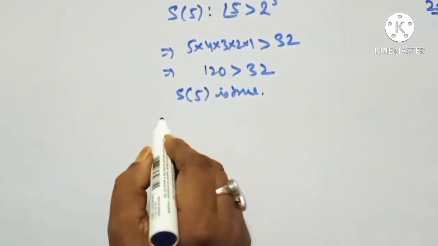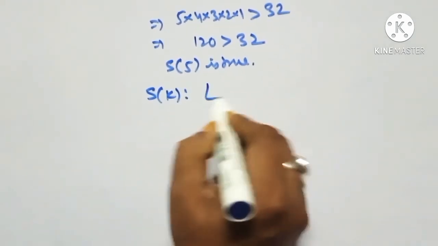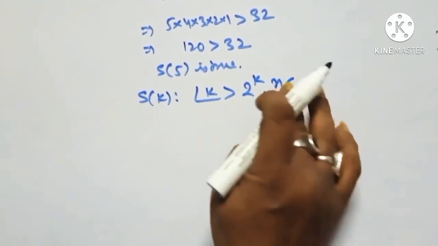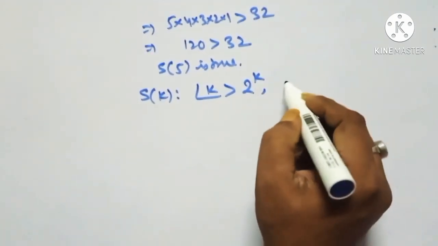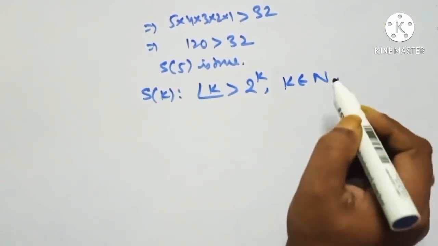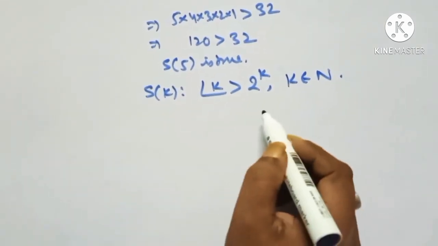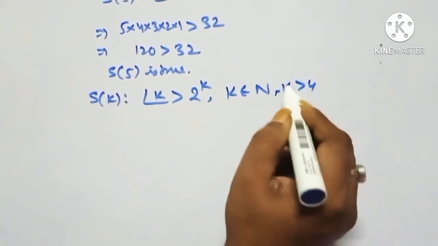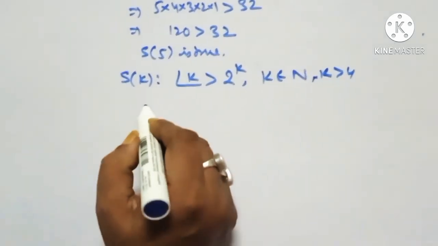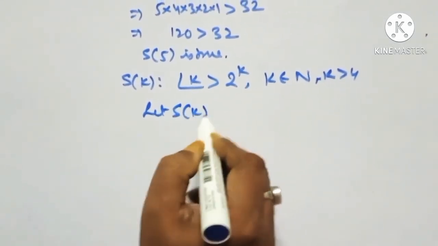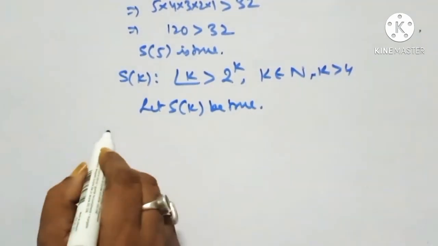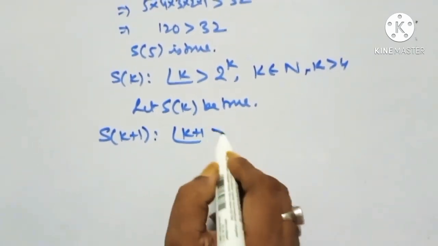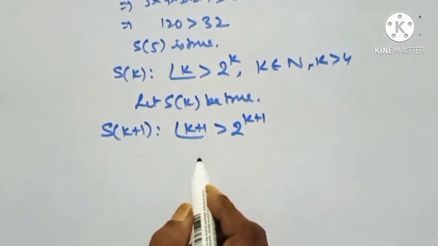Now I go to Sk such that k factorial is greater than 2 to the power of k, where k belongs to natural numbers, and the value of k must also be greater than 4. So let Sk be true. Now for k plus 1, that is factorial k plus 1 greater than 2 to the power of k plus 1. Now we have to prove this statement.